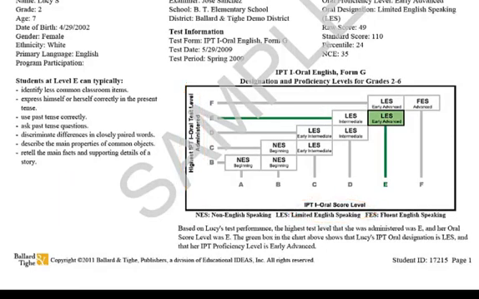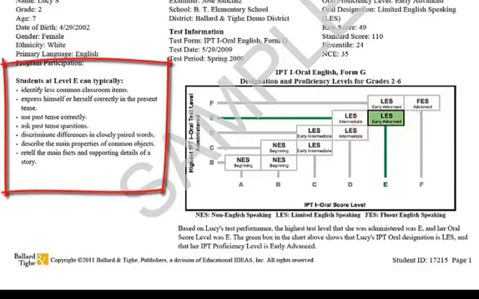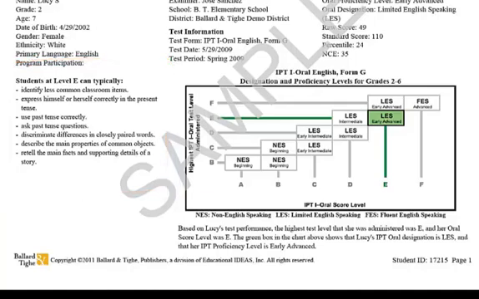For Lucy, both her oral score level and test level was E, so her designation is LES, and proficiency level was Early Advanced. Next to the graph, there is a written summary that explains what students at level E can do. Now this is important to consider because the next few pages in this report will summarize information relative to Lucy's proficiency level, in this case relative to level E.